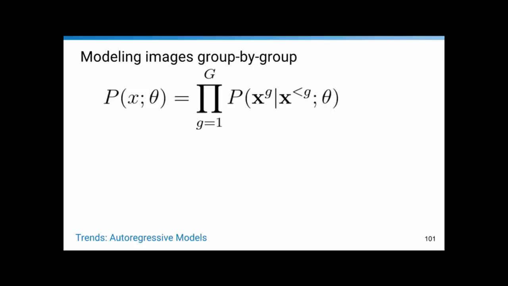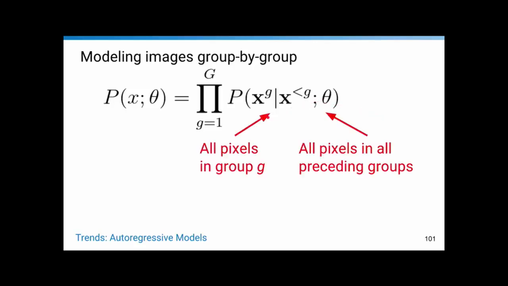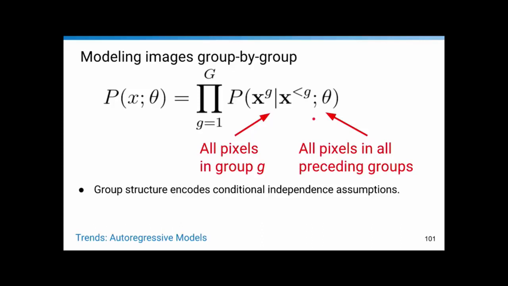Okay, what about modeling images group by group? The equation for the joint distribution looks almost the same, except now instead of a single pixel being predicted, you have a group of pixels depending on all previous groups. The group structure encodes conditional independence assumptions. If you're factorizing it in this way, you assume that all of the pixels in the current group x_G are independent given all the previous groups. That's going to limit the expressive power of your model, but it will allow you to predict them in parallel. So there's this inherent trade-off in your model. But if G is very small compared to N, then sampling becomes way cheaper than pixel by pixel.